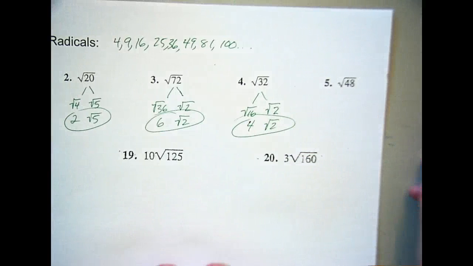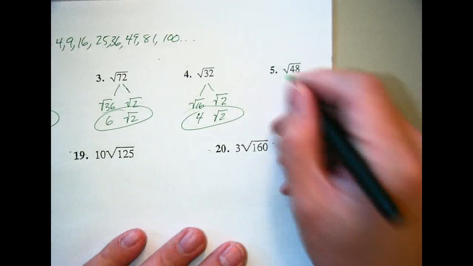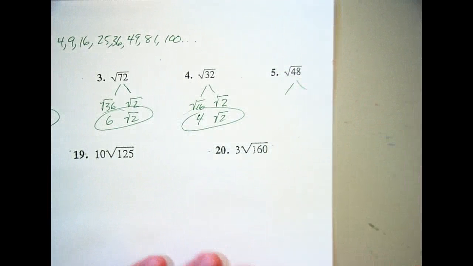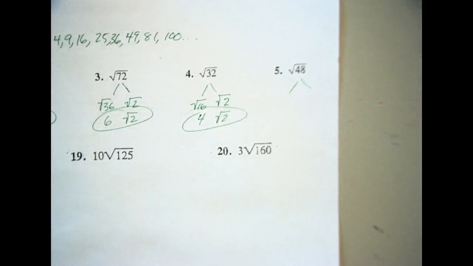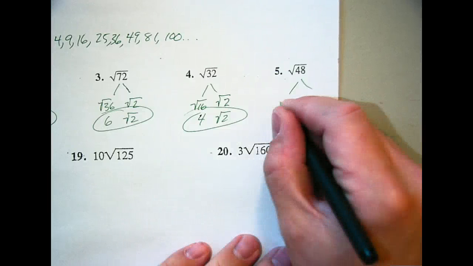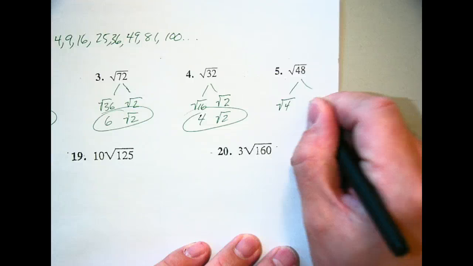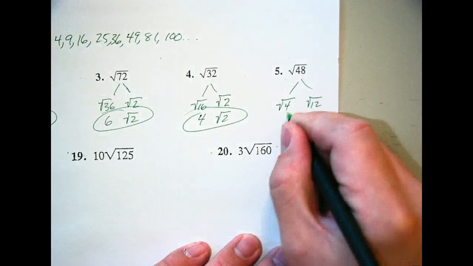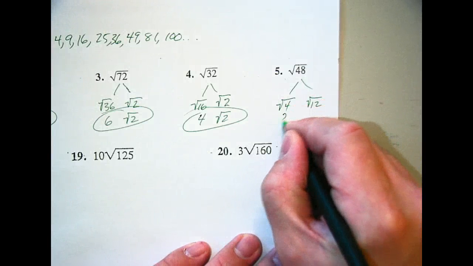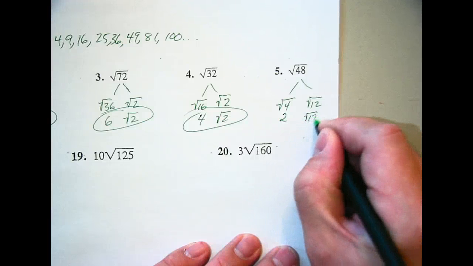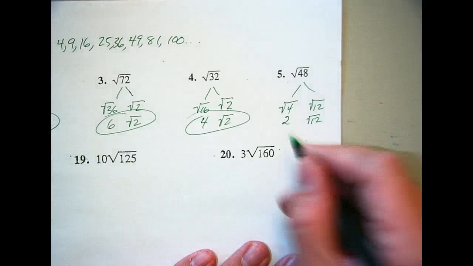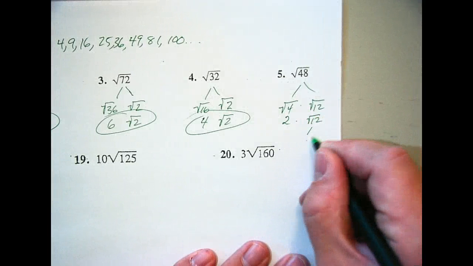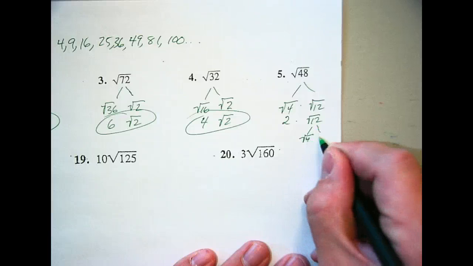All right. Kira, perfect square that goes into 48. Oh wow, I skipped that one. That's all right. Let's start with 4. Does 4 go into it? Yep. So root 4 by root 12. So that gives us 2 root 12. Maggie, can I simplify that anymore? What goes into 12? 4 and 3. So root 4 by root 3.